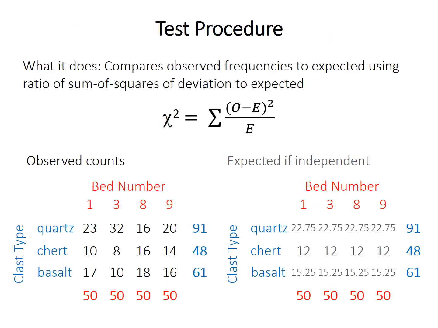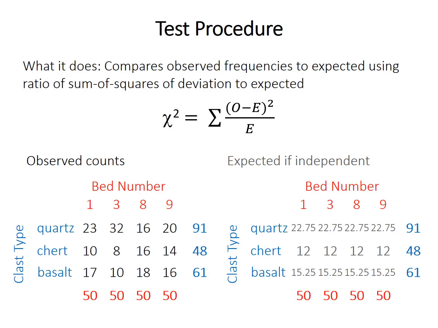So how does the test work? Well, it compares the observed frequencies to the expectation using the ratio of, on the top, the sum of squares of the deviation, so observed minus expected, and then that's divided by the expected value. So the tables at the bottom show the observed counts on the left and the expected counts on the right.